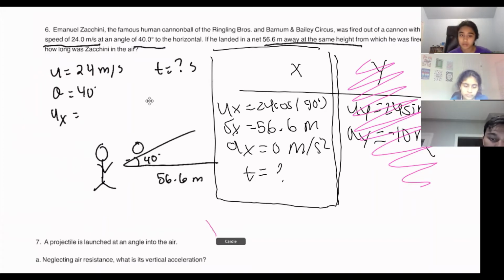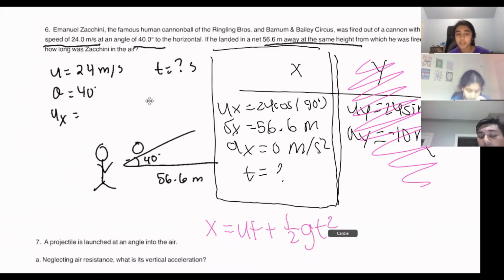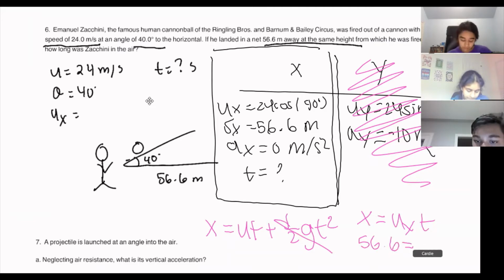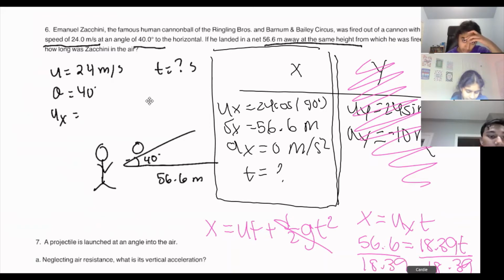So you can do x equals ut plus 1/2 gt squared, right? And a reminder that since your acceleration is 0, this gets rid of it, right? So it's just x equals uxt. So in this situation, you get 56.6 equals 24 cosine of 40 degrees, which is about 18.4. I'll say 18.39. And then what are you trying to find? You're trying to find t, right? So ultimately, you would get that t is roughly 3.08 seconds.